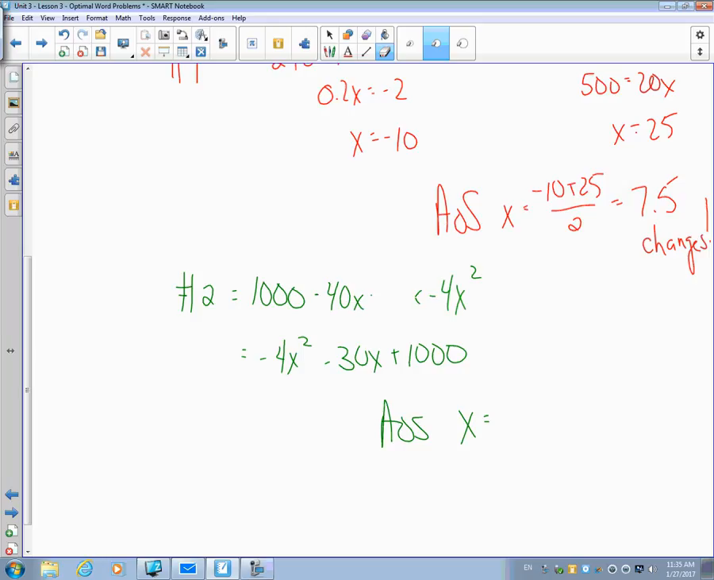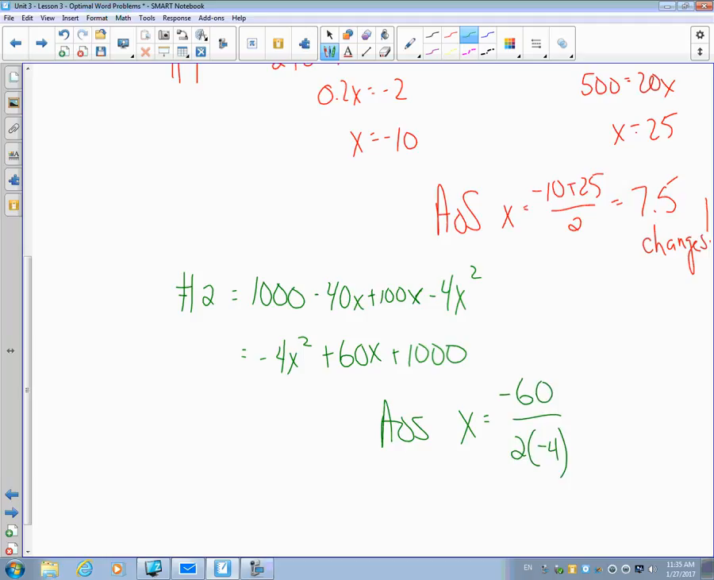It wasn't 10, it was 100. Yeah, so we got to fix that real quick. Plus 100x. So when I collect this time, it should actually be 60x. Okay, so there we go. Back to what we're doing. Negative b over 2 times a. So again, negative 60 over 8, which also comes out to 7.5. So your choice on how you want to approach this one. Do you want to use zeros? Do you want to use standard form? Either way, x should be 7.5.